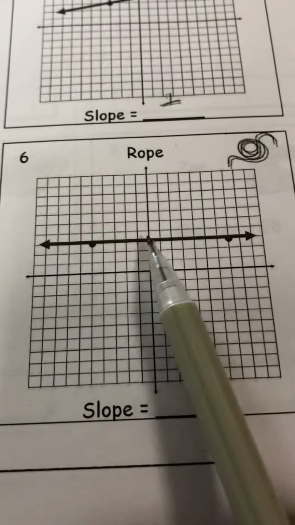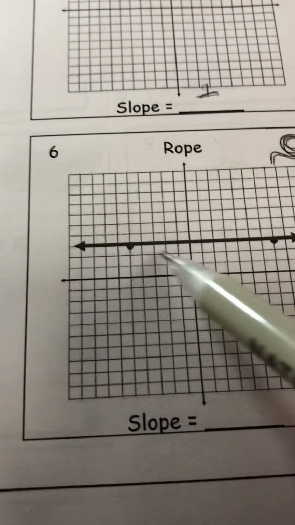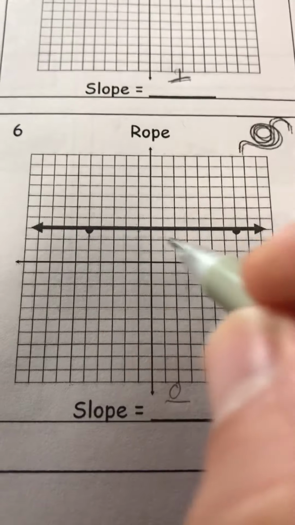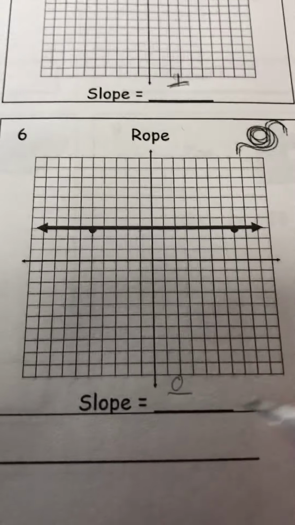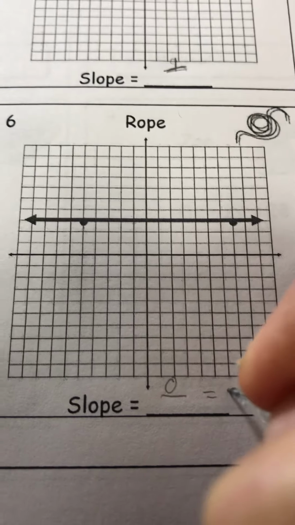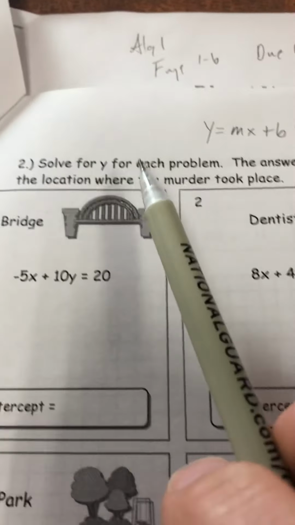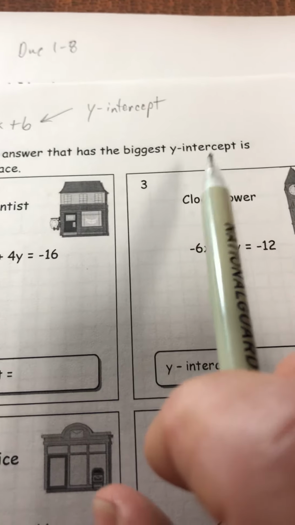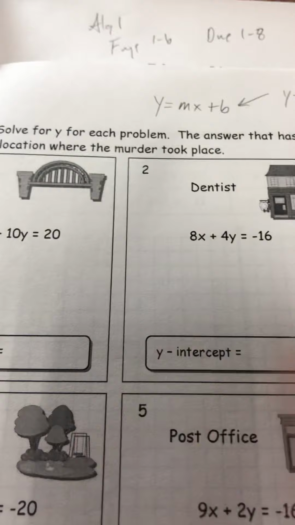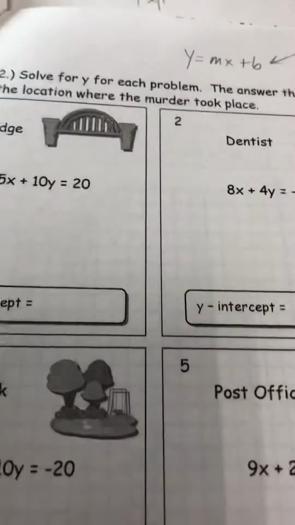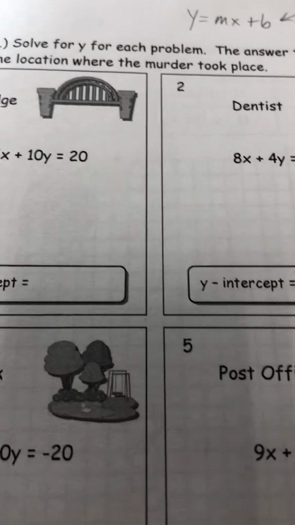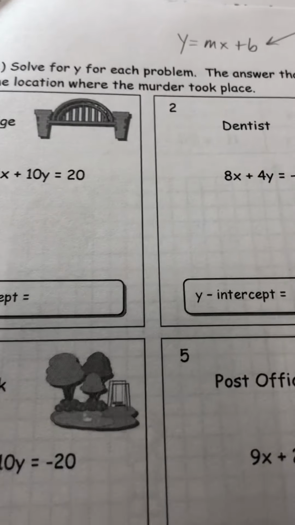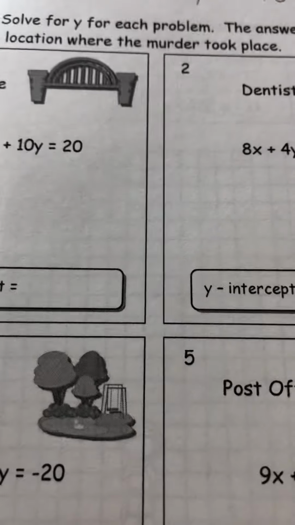Rise over run. And now this one, notice it does not go up, but it does go over. So it's 0 over whatever your run is. And 0 divided by anything is going to be 0, or you're going to want to write no slope on that one for number 6. So that's a gimme. Okay, for these, you are to solve for y for each problem. The answer that has the biggest y-intercept is the location where the murder took place. And all these answers are going to go back on that front page and X out, or put a mark on it, however they told you to do that to figure out the mystery.